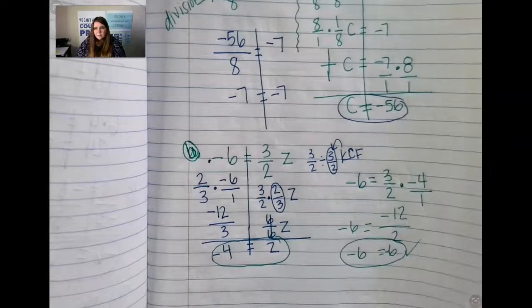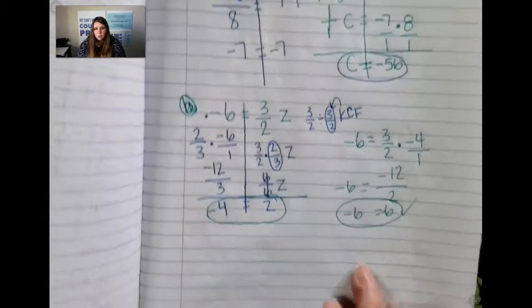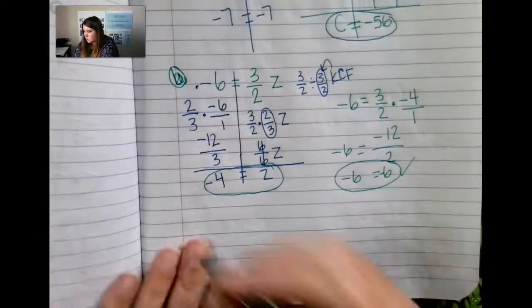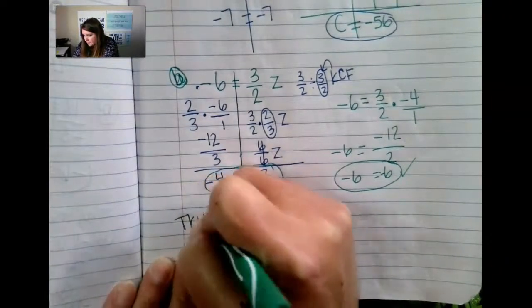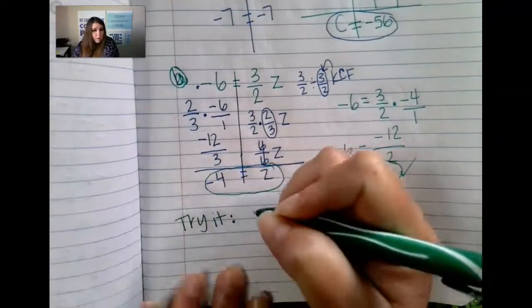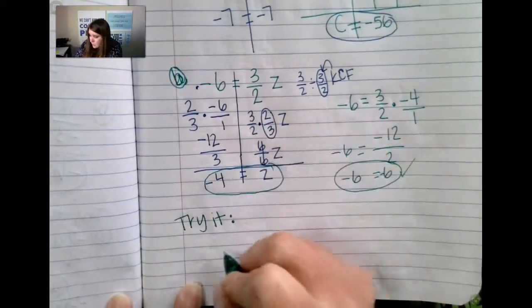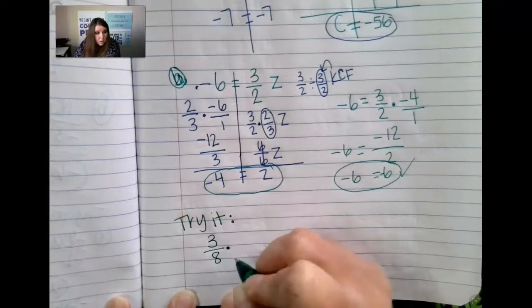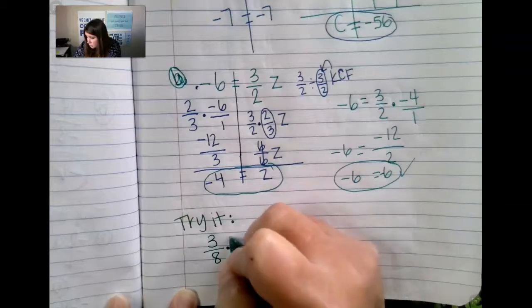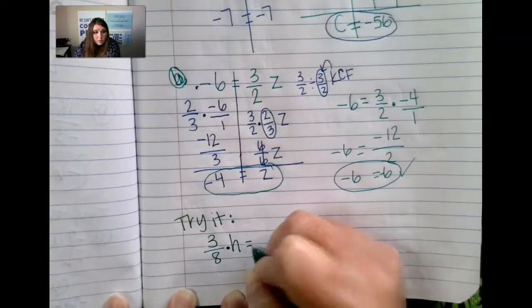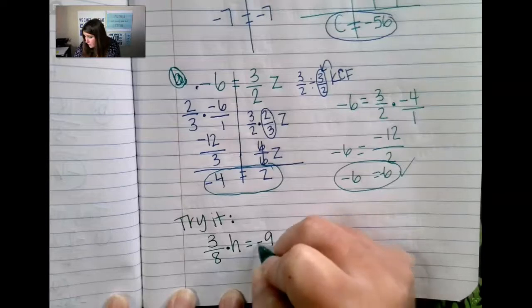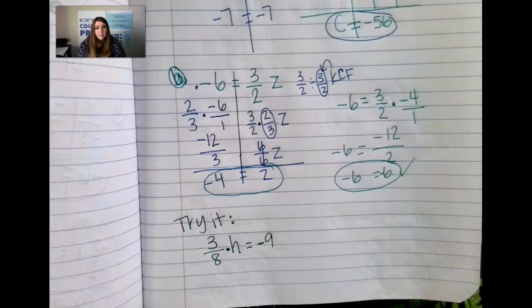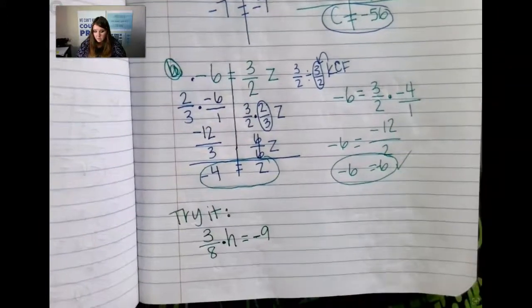All right, let's go to some try-its because look at that, we are running out of time. Let's just do one try-it. This try-it says 3/8 times h equals negative 9. Okay, go ahead and hit pause so that you don't hear me solving your try-it, and then come back when you are done.